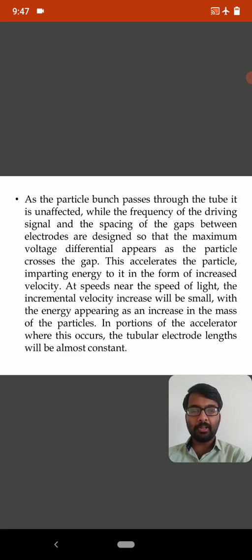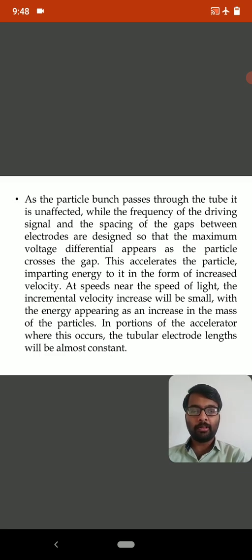Because of that acceleration, this maximum voltage difference imparts, meaning provides, energy to it in the form of increased velocity. So in brief, we can summarize the construction and working of this linear accelerator as follows. This linear accelerator consists of an ion source which generates the ions. Then such ions will be injected into the accelerating column with the help of a high voltage source. The accelerating column is a hollow pipe vacuum chamber which consists of cylindrical electrodes.